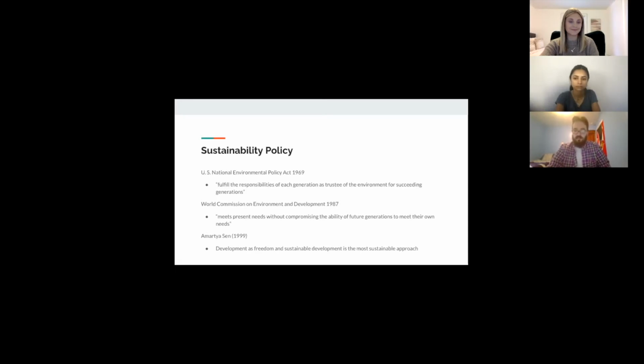Sustainable policy. Starting from the 1950s onwards, we've seen policies enacted to try and preserve sustainability. The United States National Environmental Policy Act says, and I quote, fulfills the responsibility of each generation as trustees of the environment for succeeding generations. Building on this, the World Commission on Environment and Development talks about how we must meet present needs without compromising the ability of future generations to meet their own needs.